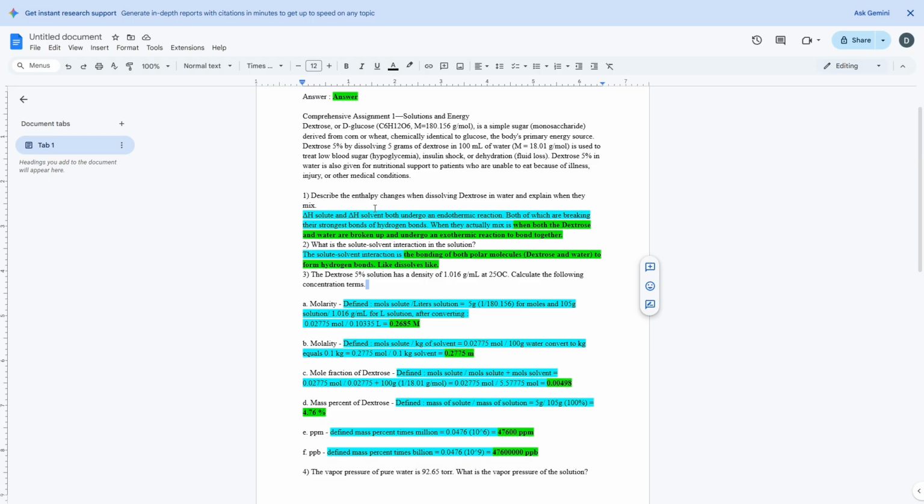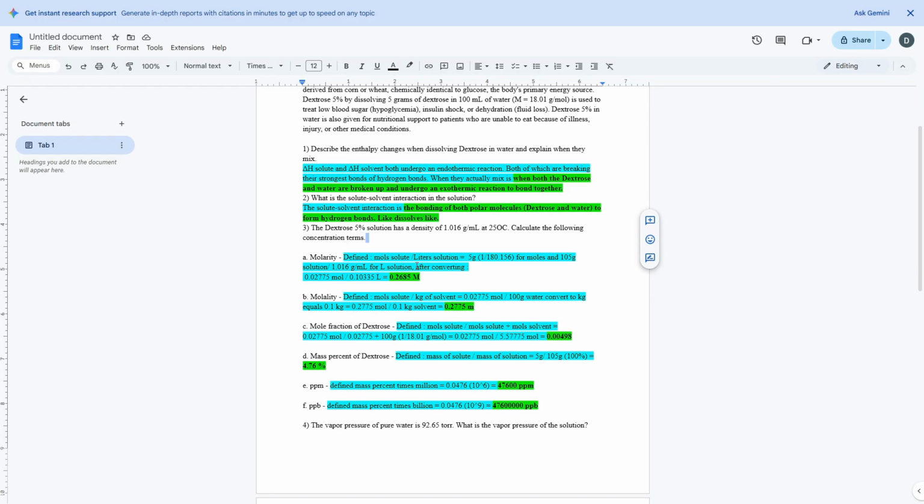The enthalpy changes going on are, for delta H of the solute and delta H of the solvent, they're both undergoing an endothermic reaction because they're both breaking their intermolecular bonds. When they actually mix, both have broken up and are now mixing together, undergoing an exothermic reaction. So now that the dextrose and the water have broken up, they mix together, which is exothermic, and that's when they bond.